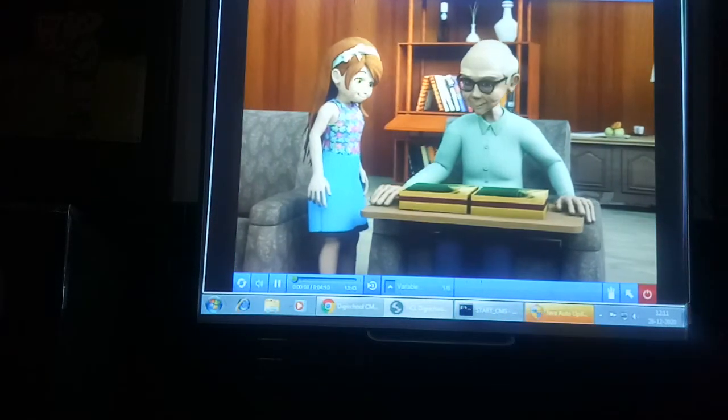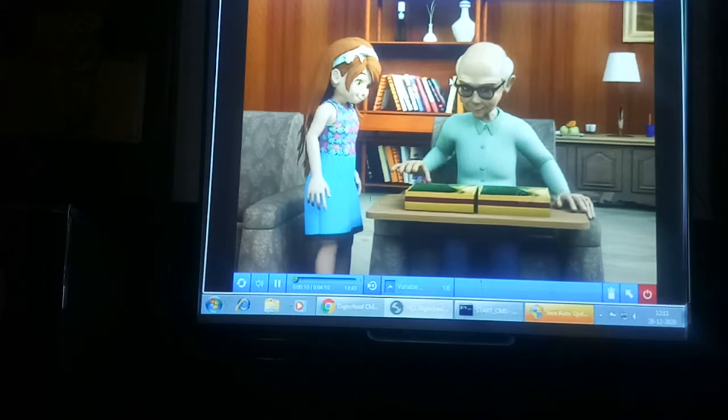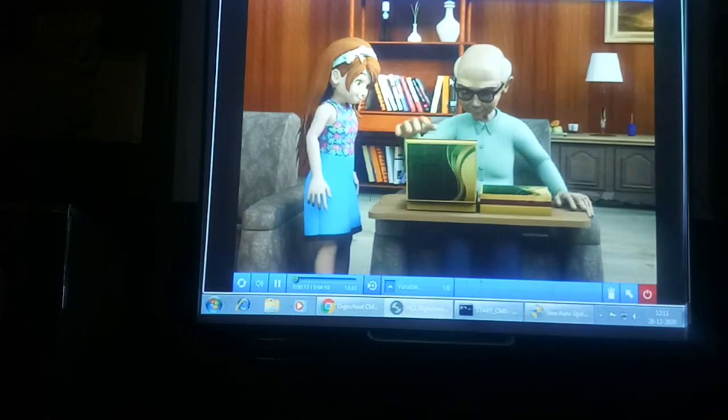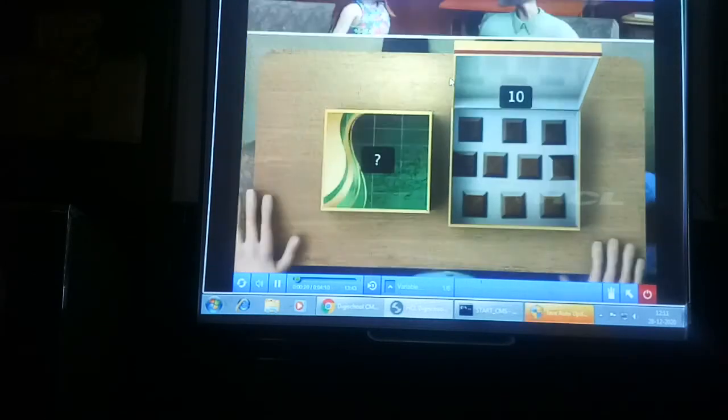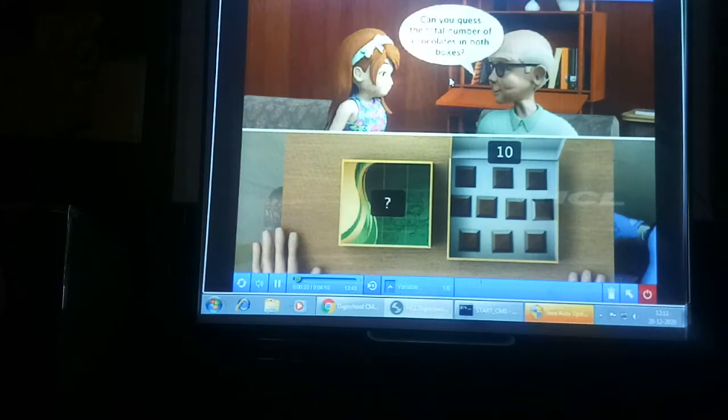Variables and constants. Seller's grandfather has 2 boxes of chocolates. He opens one box. It has 10 chocolates. He does not reveal the number of chocolates in the second box. He asks Seller to guess the total number of chocolates in both boxes.